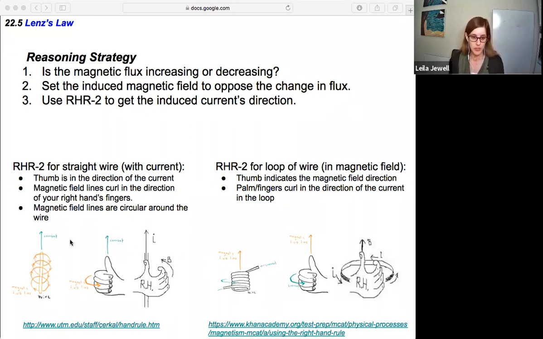Now, right-hand rule number 2 is depicted here with these drawings. If you have a straight wire, it's easiest to do right-hand rule number 2 as our book teaches it, keeping your thumb in the direction of the current, and the magnetic field curls around. This approach also does work with a loop of wire, as we saw in the last example. You can get your thumb curling around it, but there is a slightly easier way.